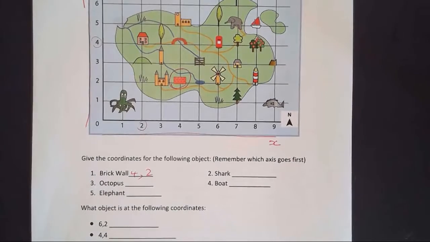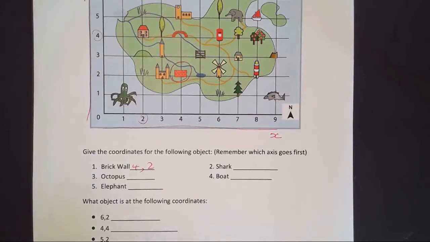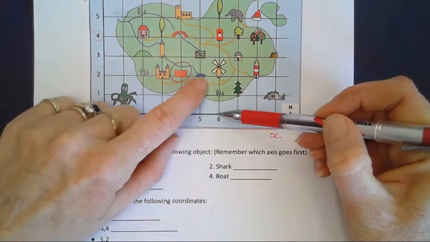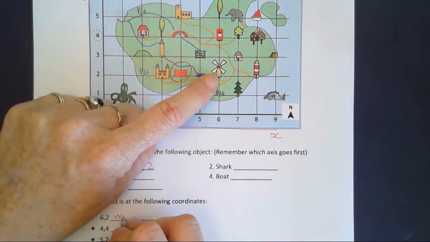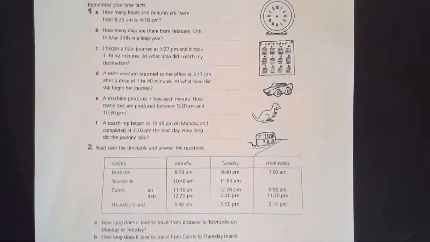Now the opposite of that style of question is where you are given the coordinates and you're asked what is on that spot. So 6, 2, windmill. Got it? Alright, next page.